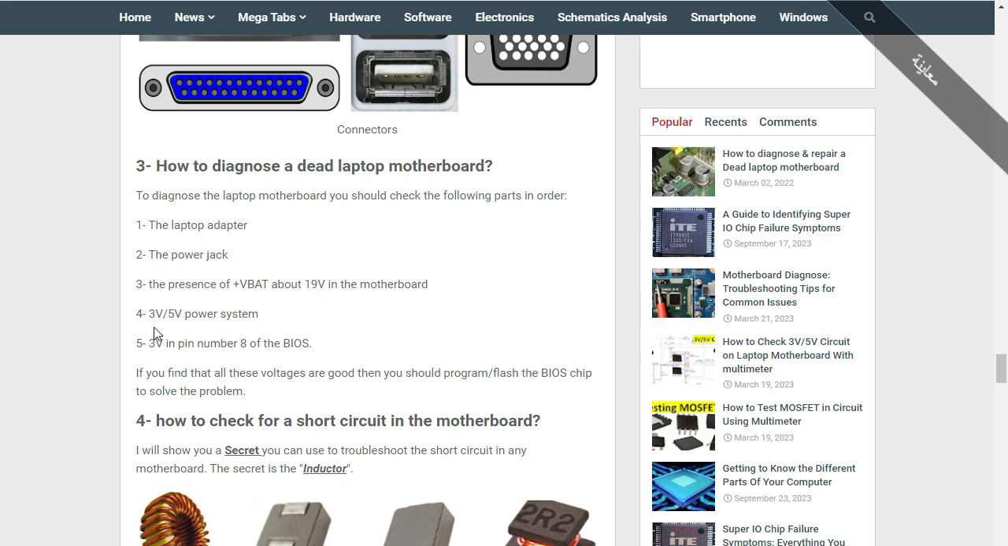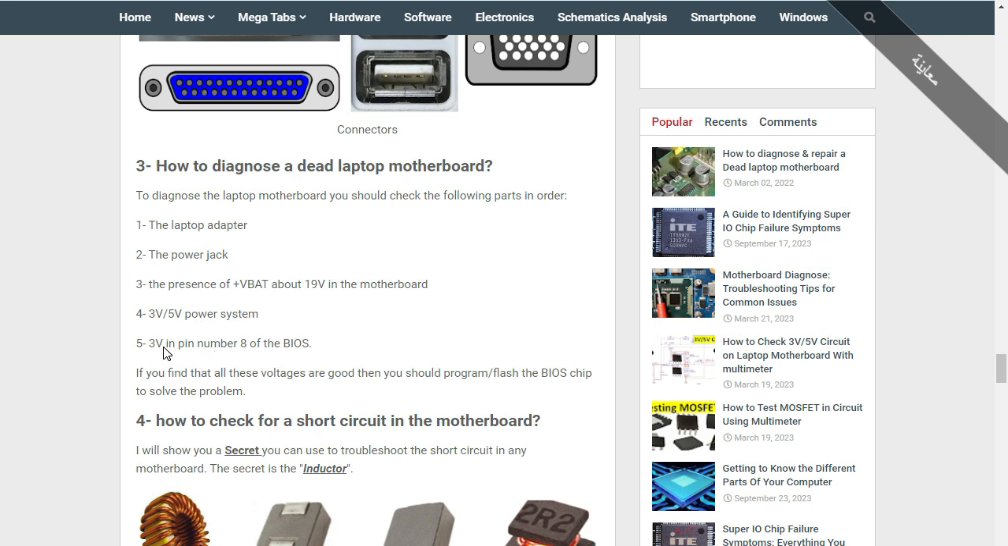Okay, then move on to the 3 volt, 5 volt power system or circuit, because the 3 volt, 5 volt circuit has to always be present in the motherboard. Without pressing the power button, you should get 3 volts and 5 volts in the motherboard. Okay, so check for 3 volts and 5 volts always. Then I will show you all this in the next part: how to check 3 volts, 5 volts, how to check CPU core, how to check RAM voltage, etc.